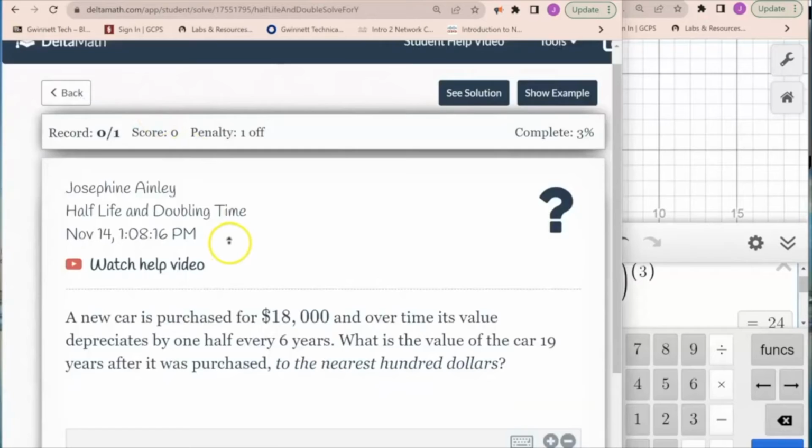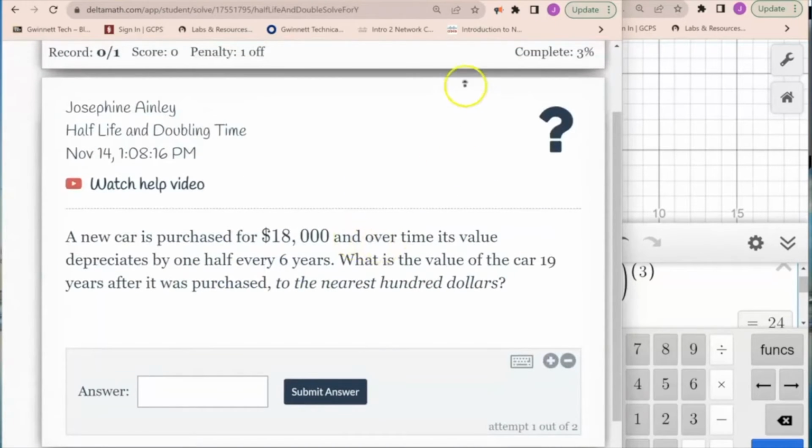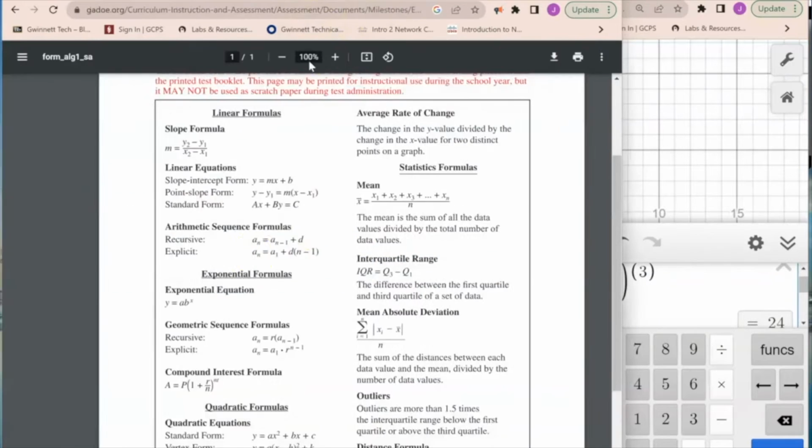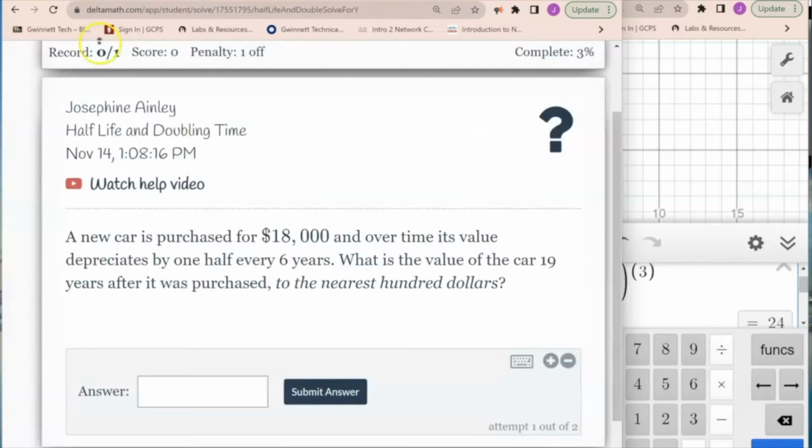All right, so let's take a look at half-life and doubling. Remember it's pretty much the same formula as before, an exponential function y equals ab^x. However, you are going to have to remember that the difference with your growth or your decay is halving or doubling, and there is a little bit of a difference in how you write the time. So let's go ahead and do this question.